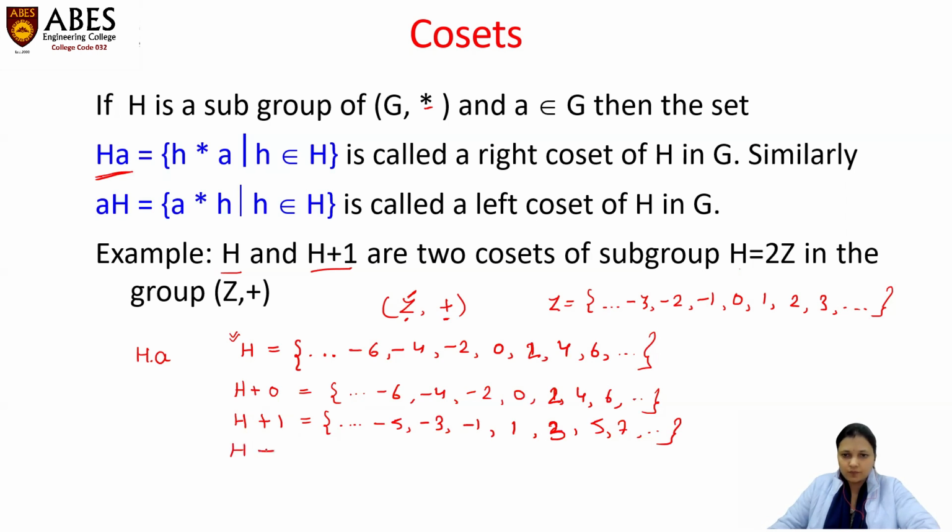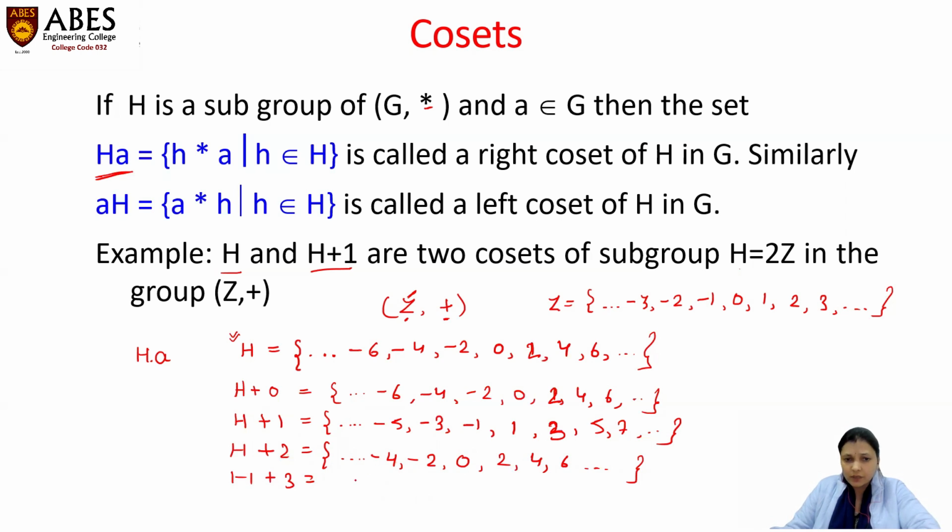Now H plus 2. We add 2 to H. If we add 2 to it, I will get -4, -2, 0, 2, 4, 6, and so on. If we find H plus 3, we will again get the set of odd integers. So we are getting repeated values. This is the set of even integers, this is the set of odd integers, this is again the set of even integers, and this is again the set of odd integers.